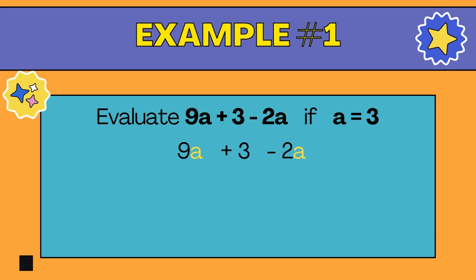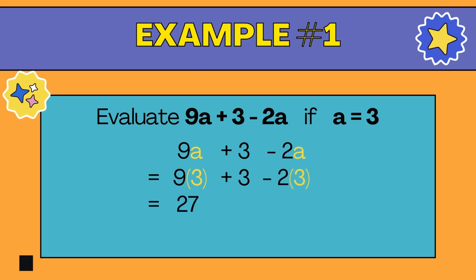Let's start by rewriting the first term, 9a, but instead of writing an a, we're going to substitute in a 3, and we'll write parentheses around it, because when the 9 and the a are right next to each other, it means multiplication. So now when we put the 9 and the 3 next to each other, putting the parentheses in there will also indicate that we need to multiply. Now we'll just put plus 3 because there's no variable there and it doesn't change. Finally, we'll write the last term, negative 2a, but substitute in a 3.